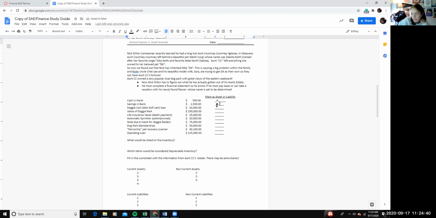So remember, an asset is something that you own, that is yours. So if you have money in a bank, you can pull that out and spend it, so that is yours. A doggy cart, aka a golf cart, loan. So you have a loan out to pay for your doggy cart. So the bank is loaning you money to pay for it. So would that be an asset or a liability, Camry? Liability. Good, yep.